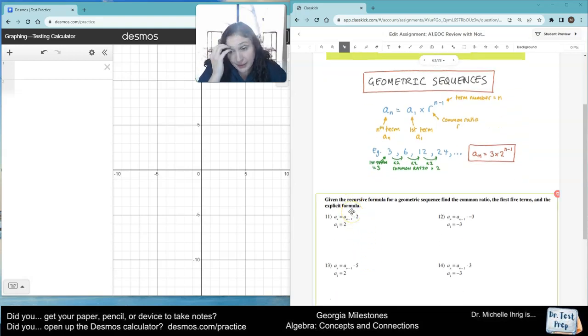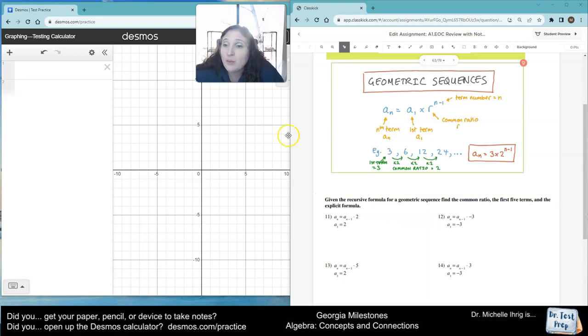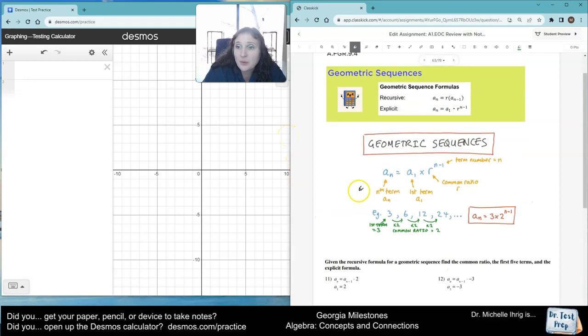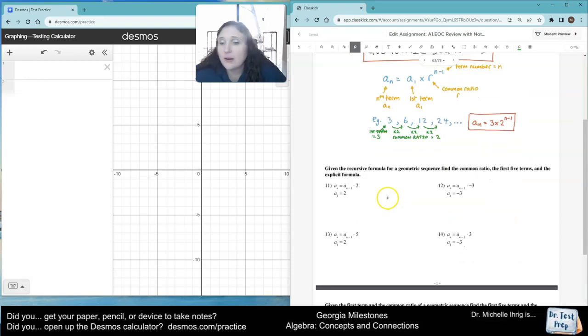So here it says, given the recursive formula for the geometric sequence, find the common ratio, the first 5 terms, and the explicit formula. Well, that's just nice of them. The common ratio is whatever we're going to be multiplying by. We can see that right here. So I'm going to put r equals 2.